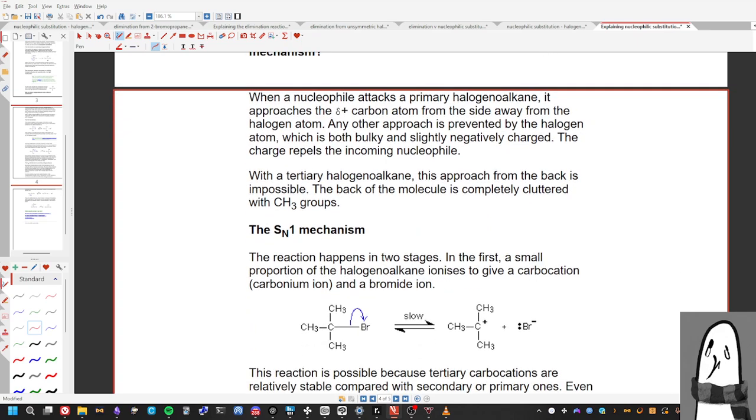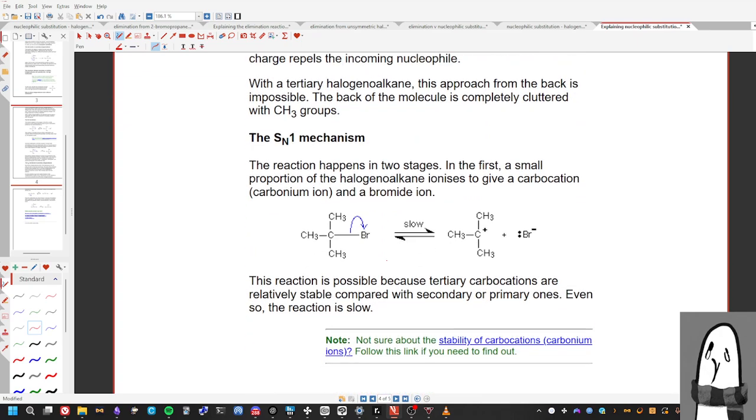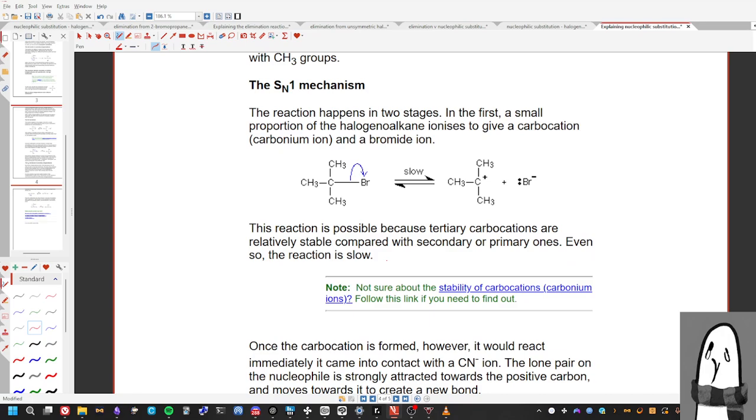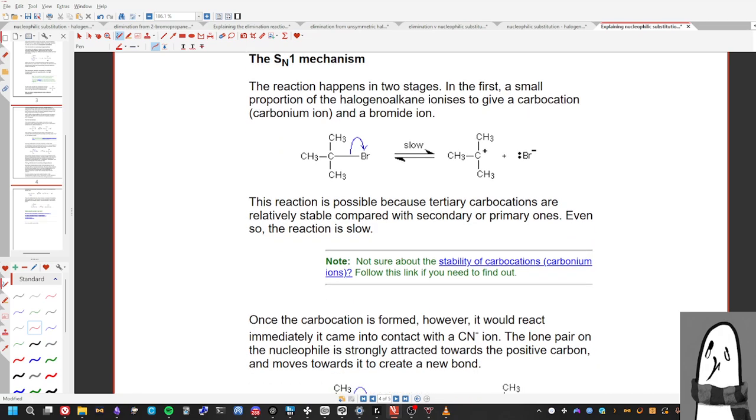We actually studied this today in my class. In the SN1 mechanism, the reaction happens in two stages. In the first, a small proportion of halogenoalkane ionizes to give a carbocation and a bromide ion. Yep. The reaction is possible.